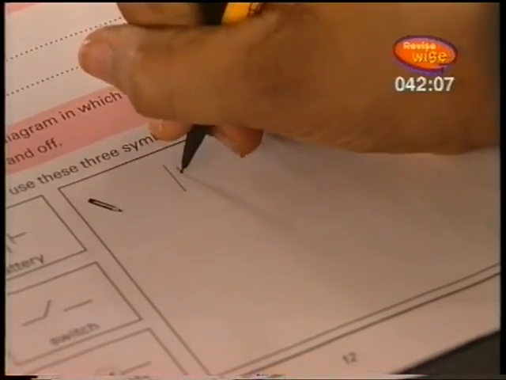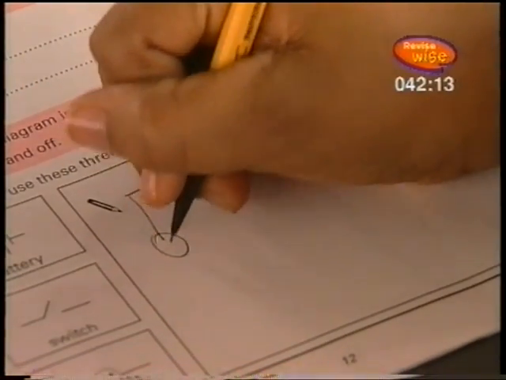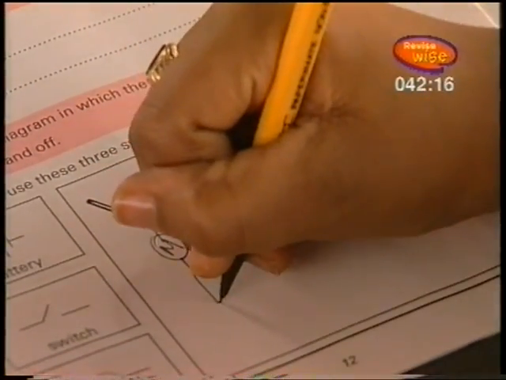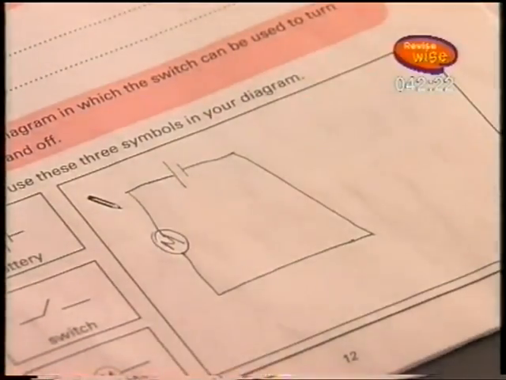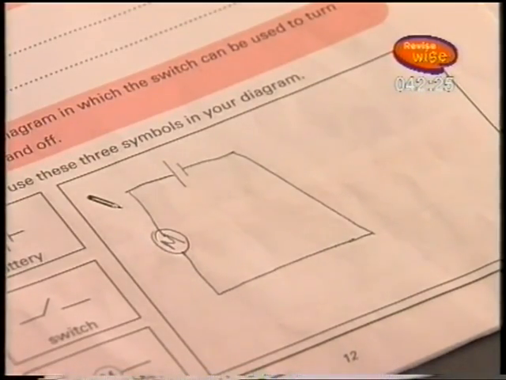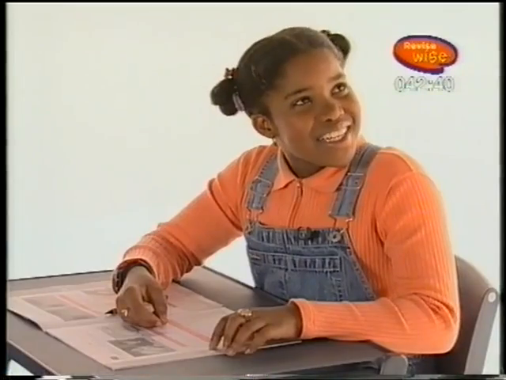Well, I have to use the battery and connect that to the motor, and then go back to the battery. Well, you've drawn a circuit there, but like this, the motor will always be running. Is that the question? Well, let's have a look at the question again. It's asking me to draw a circuit diagram in which the switch can be used to turn the motor on and off. And what did you forget? The switch. Putting a switch in the circuit allows you to break the circuit when you want. And when the circuit is broken, the motor is not working. Well done. So put it in then.